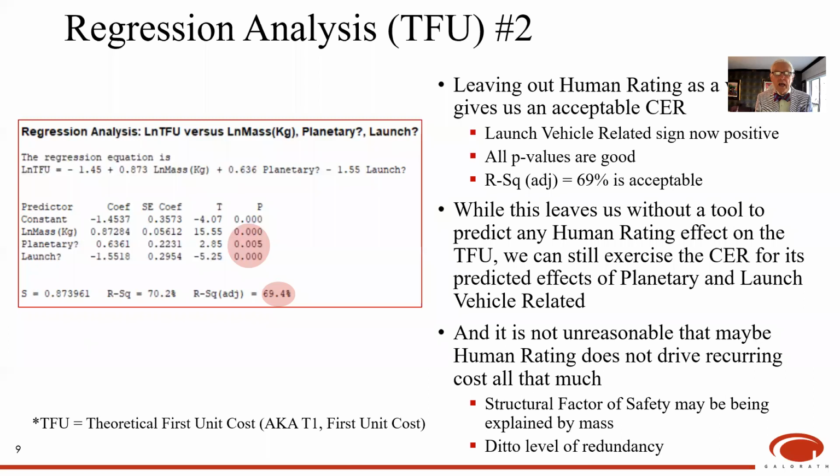Now, while leaving out human rated is going to give us a tool on the production side that does not allow us to predict the effects on production cost of human rating, we can still exercise the CER for its predicted effects of planetary and launch vehicle related. And if you think about it a while, maybe it's not unreasonable that human rating does not drive recurring cost all that much. We have already said that the structural factor of safety may be being explained by mass, and the same point for redundancy.